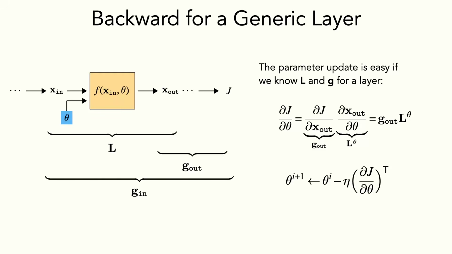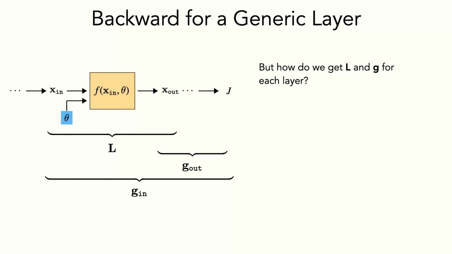Now if we want to update the parameters, that's actually really easy if we have both L and G. Essentially, it's just a multiplication, right? You have G out, and you multiply that by L of theta, and that matrix multiplication gives you the update for your layer. That tells you which way to move. And so now you take your parameters, and you change them by your learning rate multiplied by that update. So how do we actually get L and G for each layer?